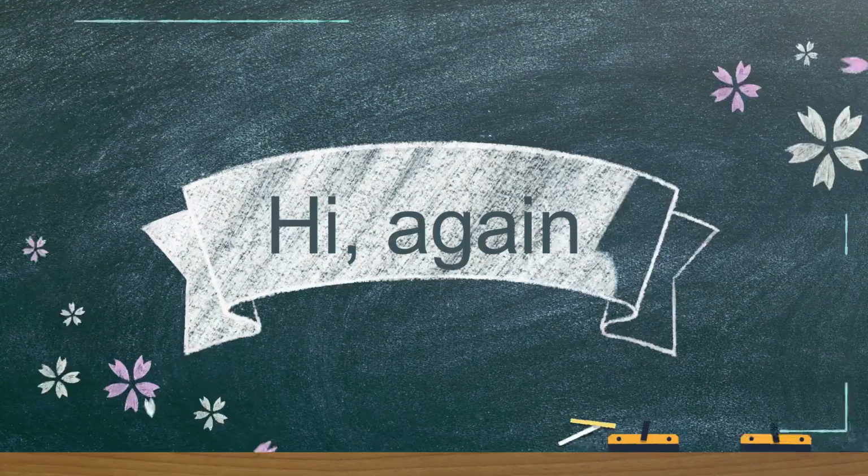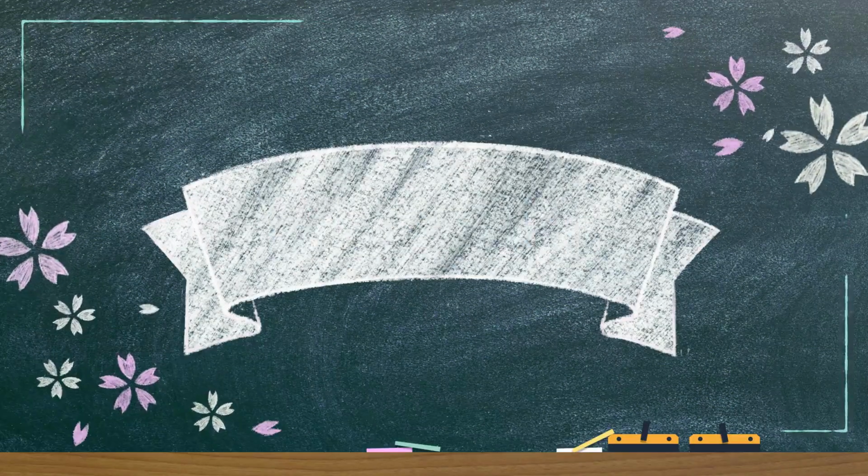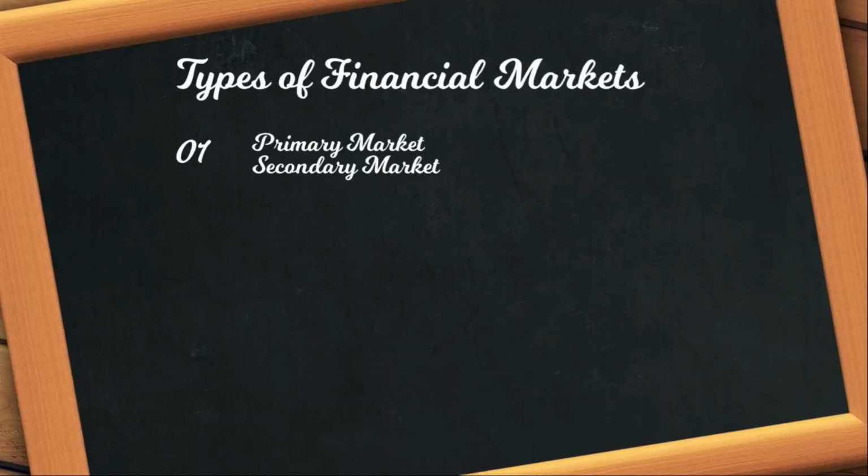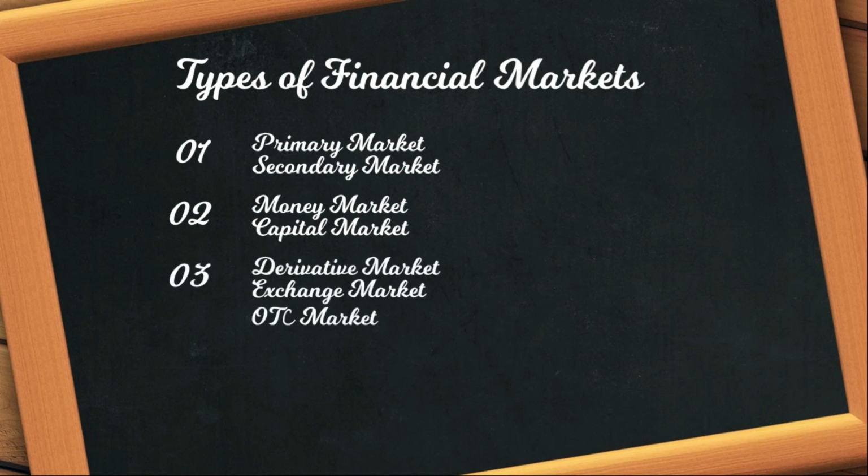For this video, we're going to take a closer look at the different types of financial markets. We're going to differentiate primary market and secondary market, then we'd look at money markets and capital markets, and lastly, we'd get to know derivative markets, exchanges, and OTC markets. So, buckle up and here we go.